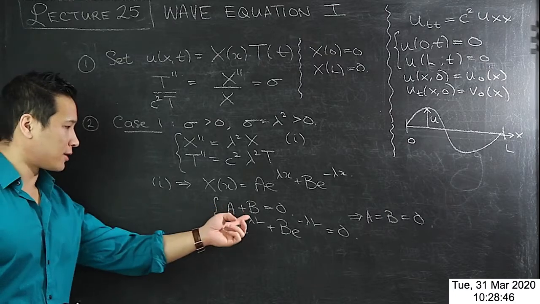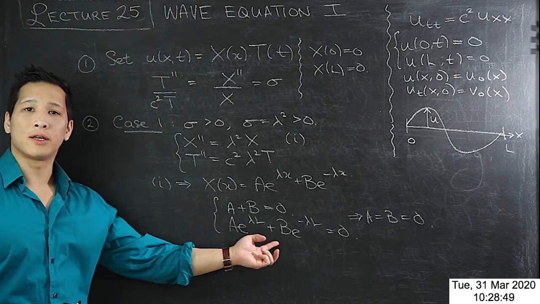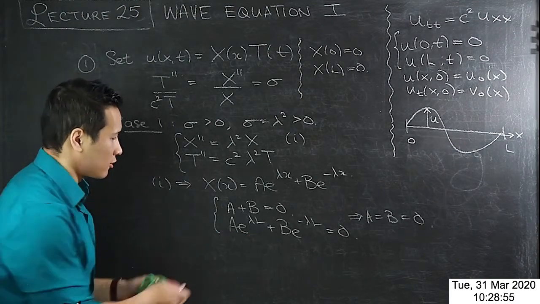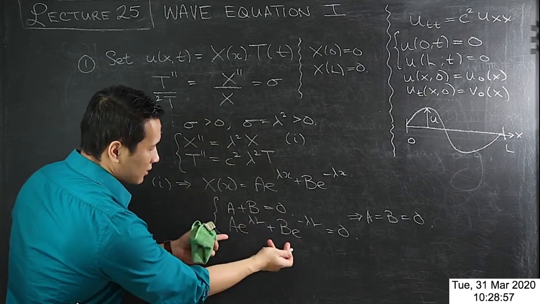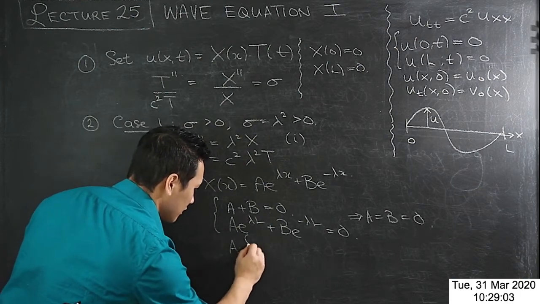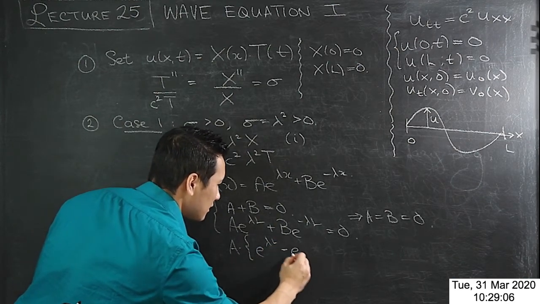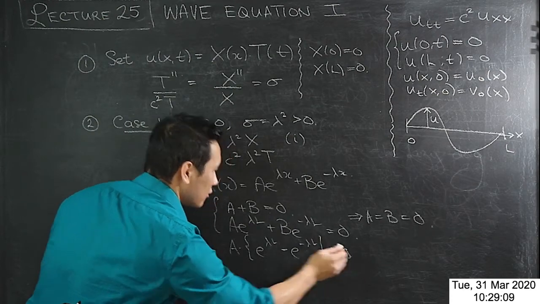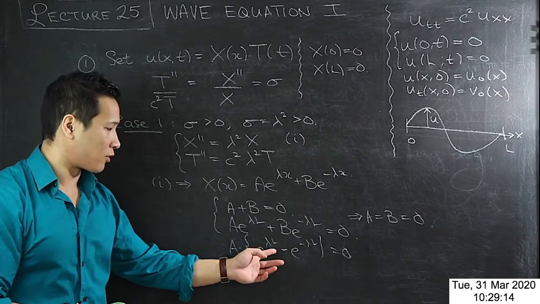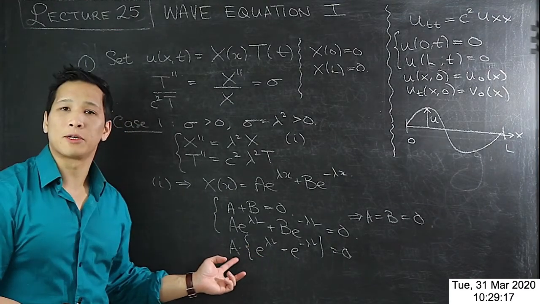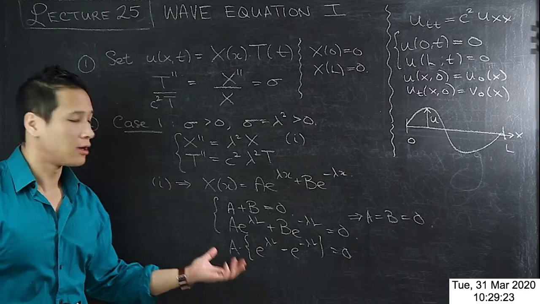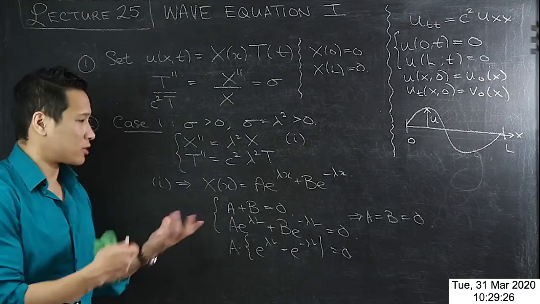Okay, so you can set b is equal to minus a, put it into here, and then use the property of the exponentials to argue that they... So you'll stick b is equal to minus a into the second equation, factor out the a in the front, and so you have a times e to the lambda l minus e to the minus lambda l is equal to 0. And then you argue that this is never equal to 0 for non-trivial L. And so A has to be equal to zero. And so you conclude that A is equal to B is equal to zero. Okay, so that's one way of doing it. I'm just going to very quickly show you the other way of doing it, which is worth learning anyway.